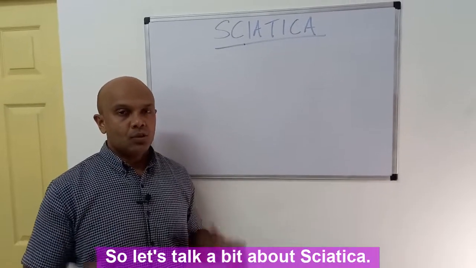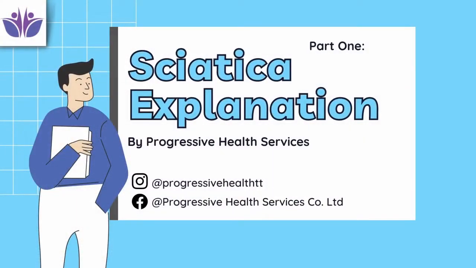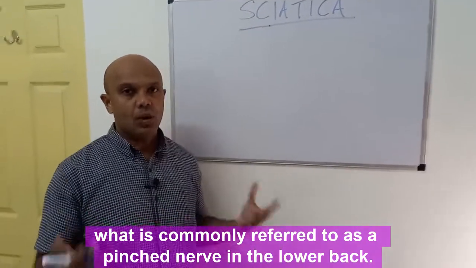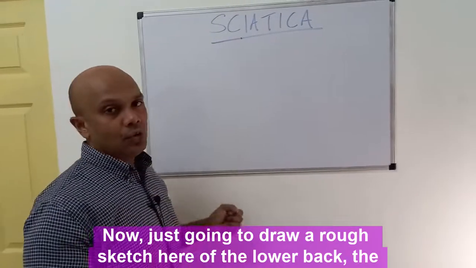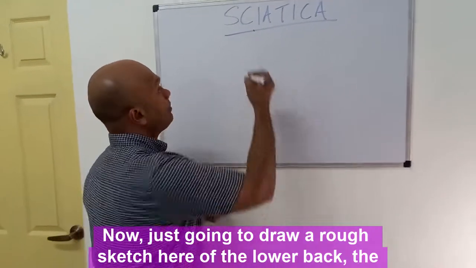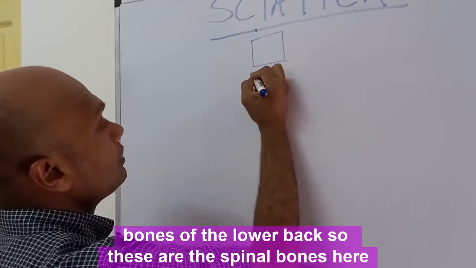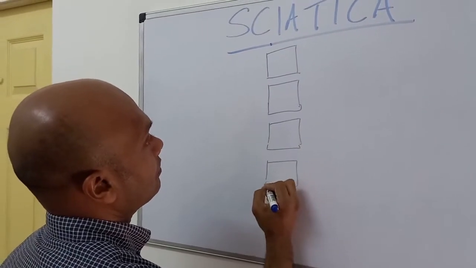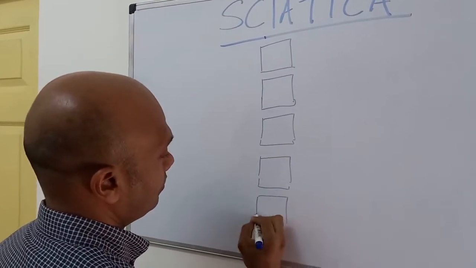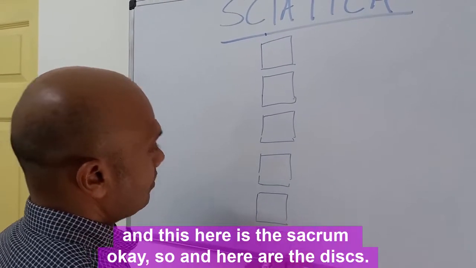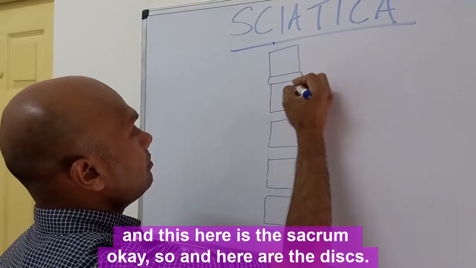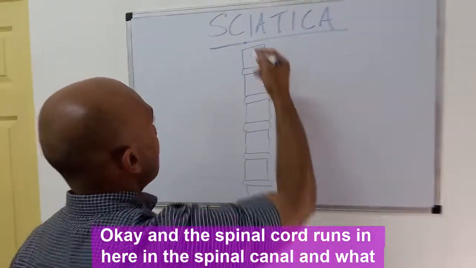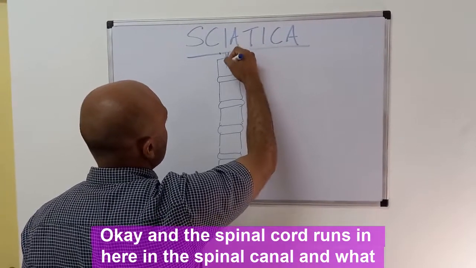Sciatica. So let's talk a bit about sciatica, or what is commonly referred to as a pinched nerve in the lower back. Now I'm just going to draw a rough sketch here of the lower back, the bones of the lower back. So these are the spinal bones here. And this is the sacrum. And here are the discs. And the spinal cord runs in here in the spinal canal.